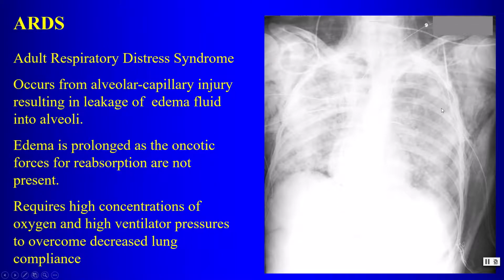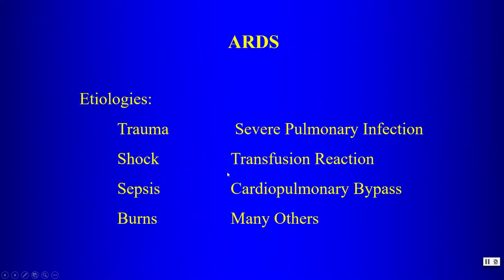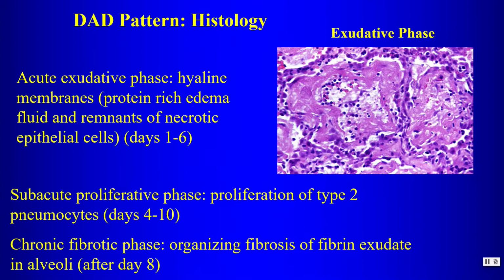And you can see in this example, they have bilateral consolidations, as you see here, and a common complication is barotrauma. So you can see the extensive subcutaneous emphysema here in this patient because of barotrauma. So etiologies for ARDS, there are many. Trauma is a very common cause, shock, sepsis, burns, and then other etiologies that are listed here, but ARDS is very common to see as a cause of noncardiogenic pulmonary edema.